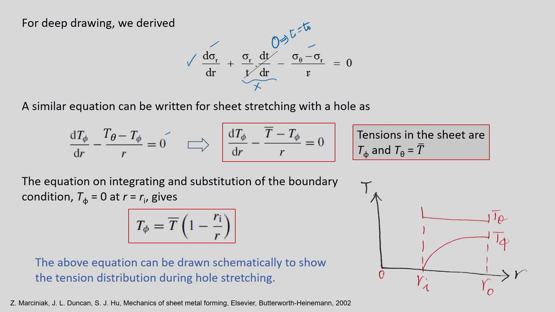This part is removed, everything else I am just keeping as it is, which I am going to rewrite again as dT_r by dr minus, instead of T_r I am going to write T bar, minus T_r divided by r equal to 0, everything will remain same. This fellow is going to change. Why?